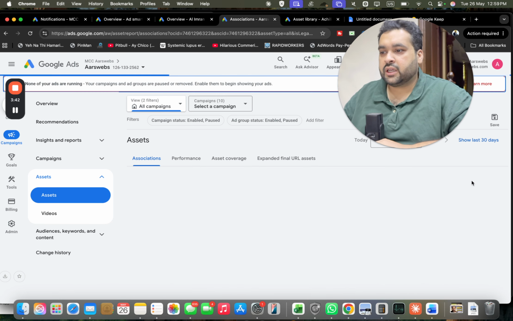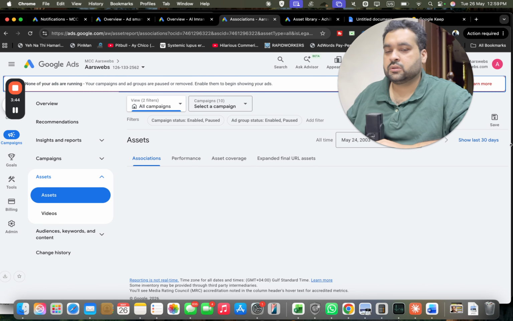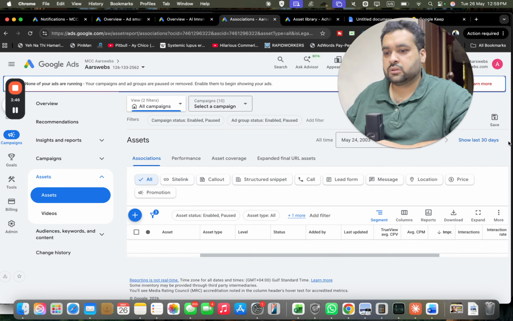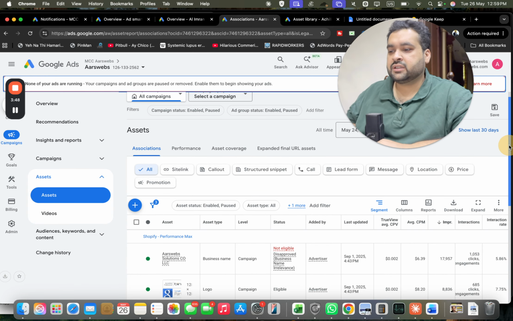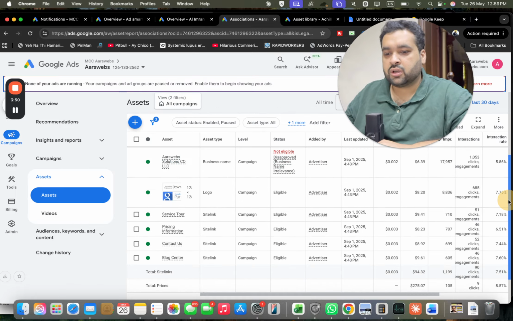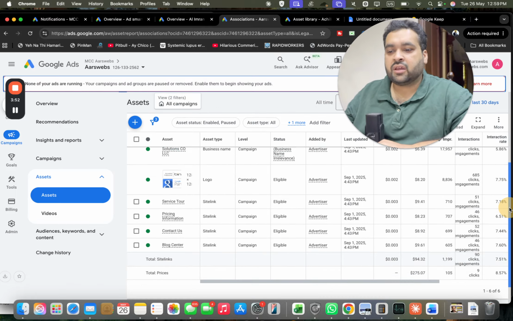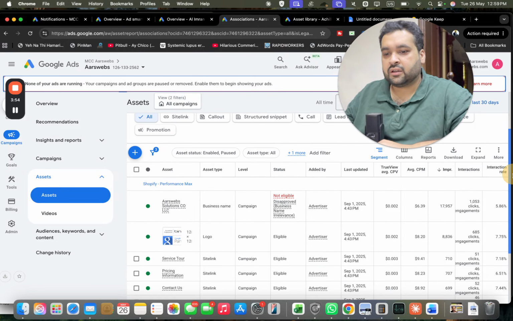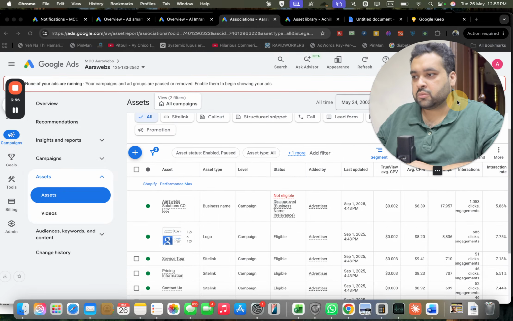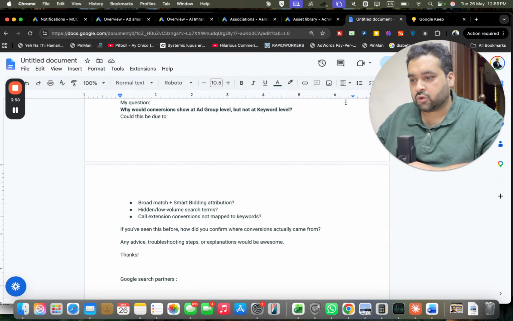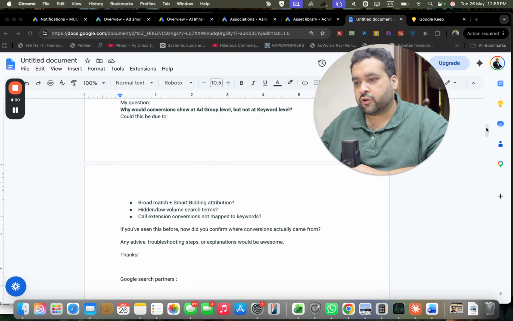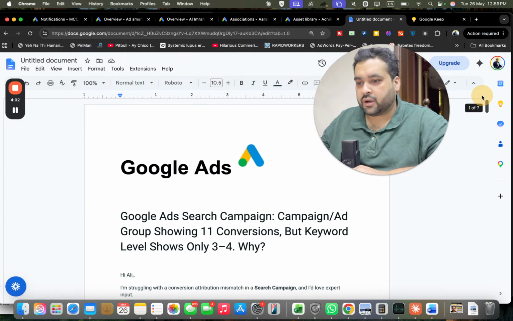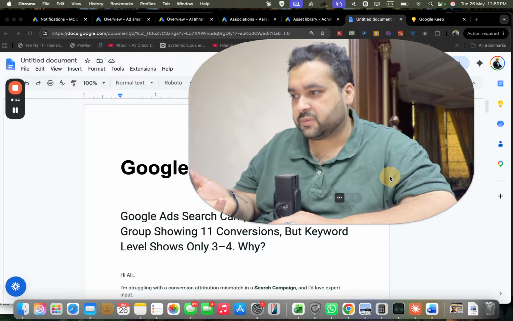If I look at the assets, you can see other assets like sitelink extensions or other extensions, and if there are any call asset extensions, the conversions done from them are not usually recorded at the keyword level. You do not need to worry about this, since they are coming from your partners. So yes, you are fine with this.